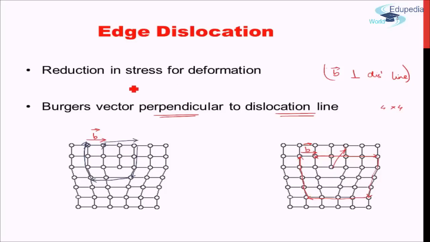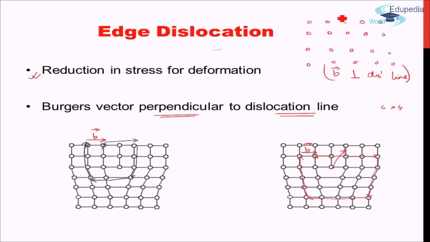What we mean is a reduction in stress for deformation. Okay, this is a very important statement which I have written here. Let me explain. Suppose you have a perfect crystal. If you have a perfect crystal, all the atoms are at exactly the location where they are supposed to be. There is no impurity, there is no vacancy, there is no dislocation.